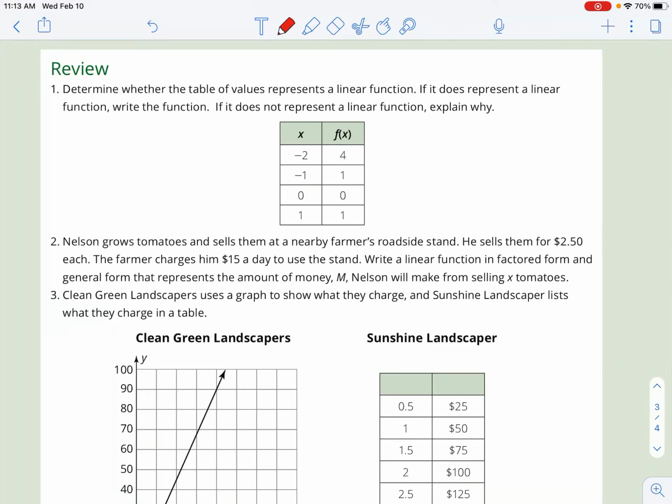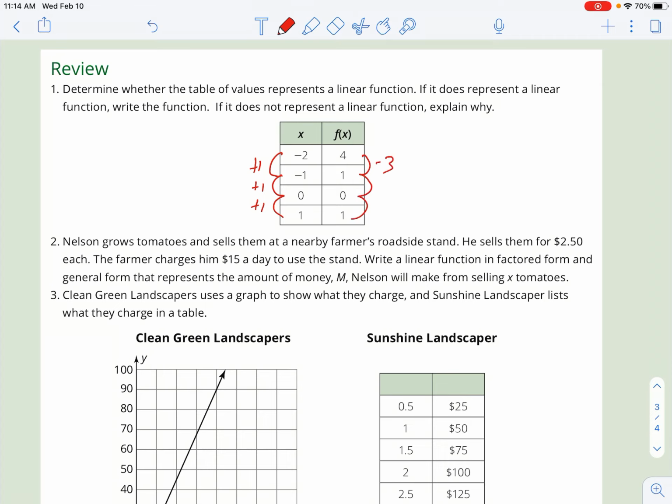Okay, so review number 1 is the next one. To determine if something's a table is a function or not, we want to go ahead and see if we've got consecutive values happening on the x's. So they're all increasing by 1. So we need to see then if it's increasing by the same rate on the y's.